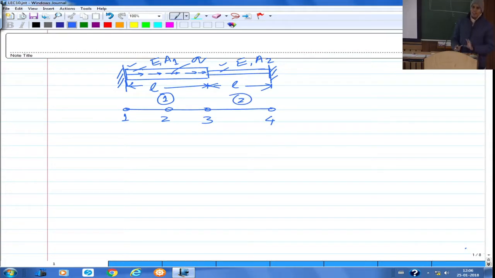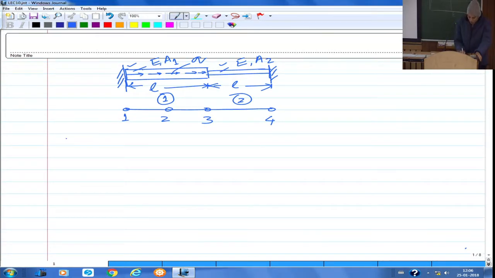So you understand the problem: we have a distributed force over here, and no force acting over this portion. The discretization is that this is a quadratic element, obviously with 3 nodes for the whole element, 1, 2, 3, and this is a linear element. And now we want to do the assembly.